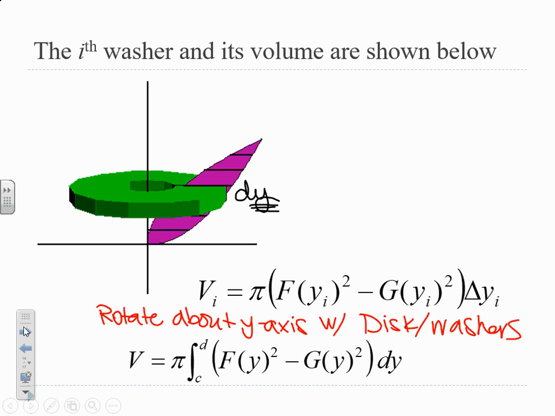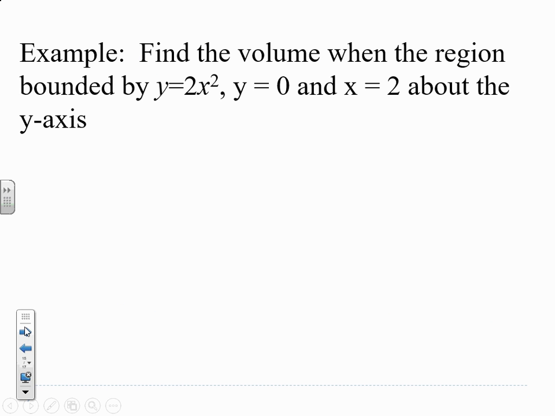Okay. Very similar to when we did area. If we're going to rotate about the y-axis or any other vertical line, we're going to need our equations to be functions of y. So x equals something in terms of y. So if it's not, we're going to have to make it that way. Okay. So let's do some examples. Okay. Go ahead and write this down.